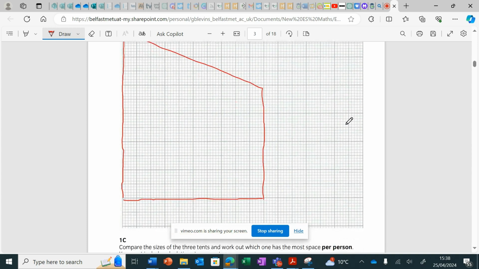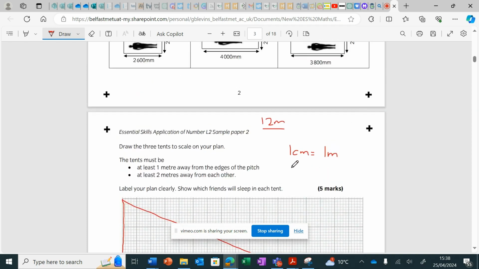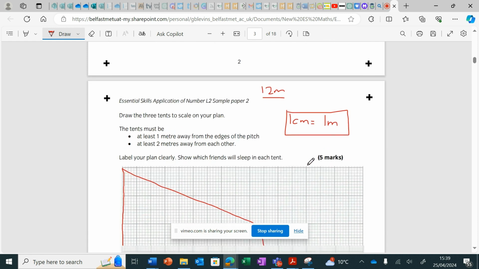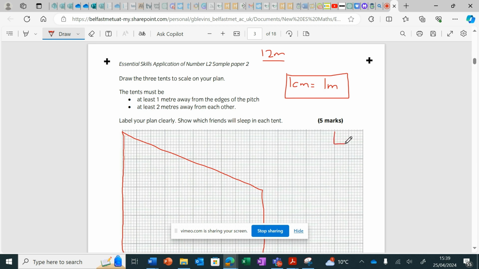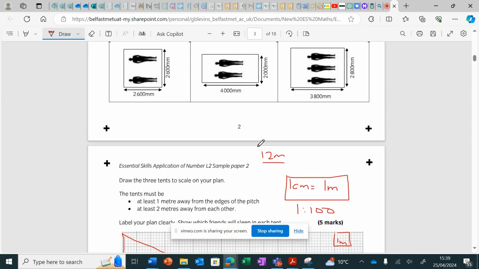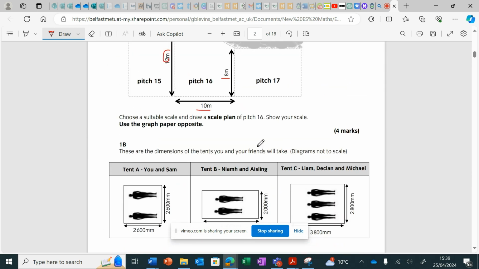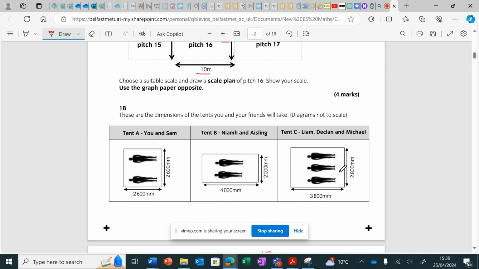We got 8 marks for that. I did say label it, so put in the scale you use and make sure you then know what scale you use. So 1 centimeter equals one of these boxes equals 1 meter. Or you could do 1 to 100. That means 1 centimeter equals 100 centimeters. That's fine as well.